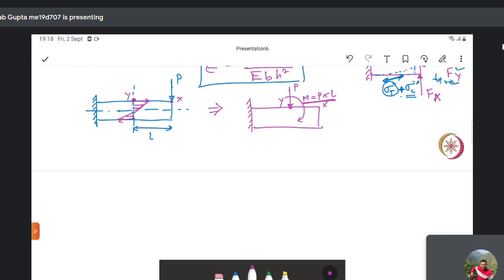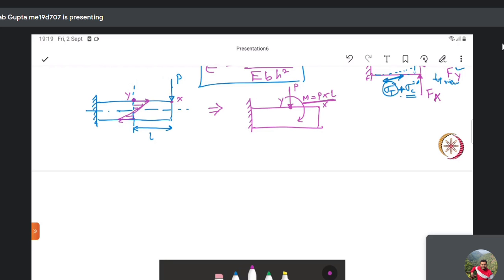So what did we do? We just transferred the load from point X to point Y, and then we drew the free body diagram. It's not actually a free body diagram, because in that case you have to remove this support. But yes, we can say that both are equivalent to each other.